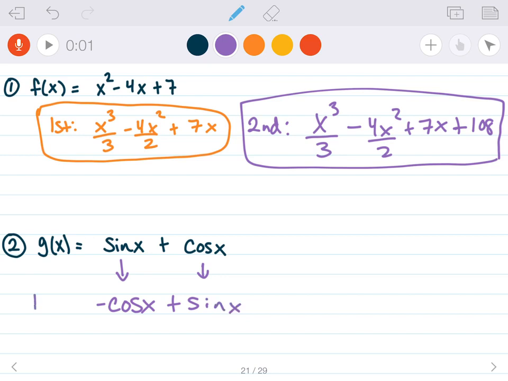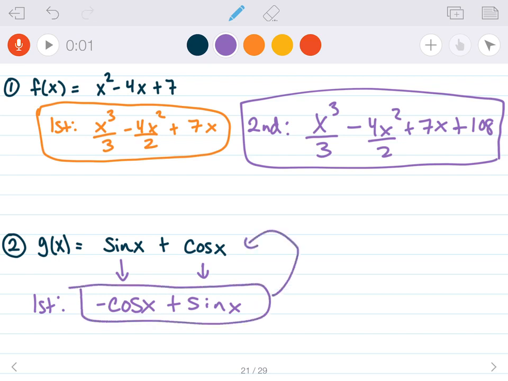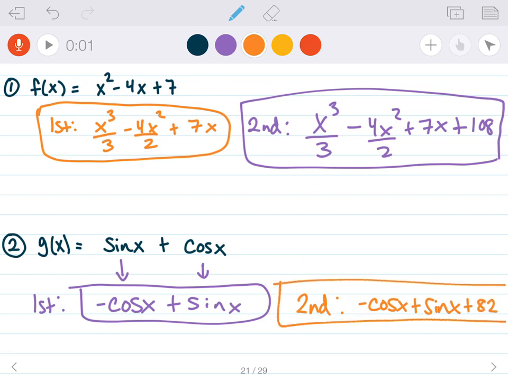All right, so here's 1, plus 0. Plus 0. That's one antiderivative. If I take the derivative of this, am I going to get this? Yes, you are. Okay, let's do another one. So my second one, I can keep everything the same. Instead of plus 0, I can say plus whatever I want. Plus 82. Who cares? So that's my second one.